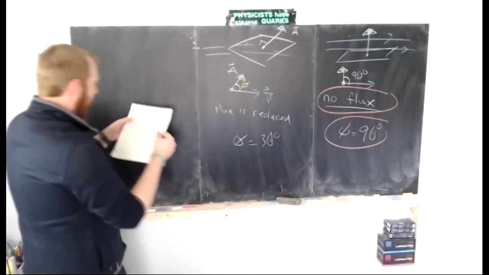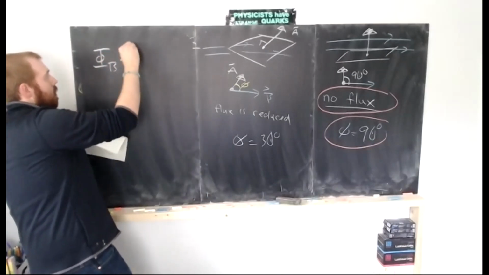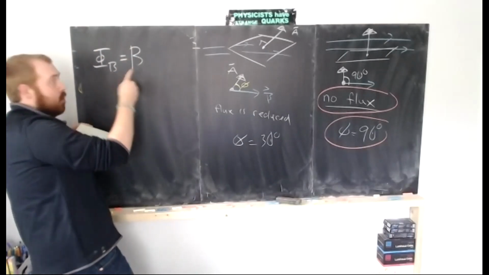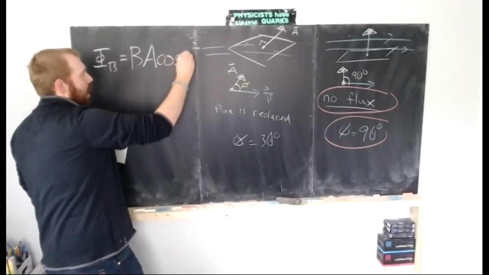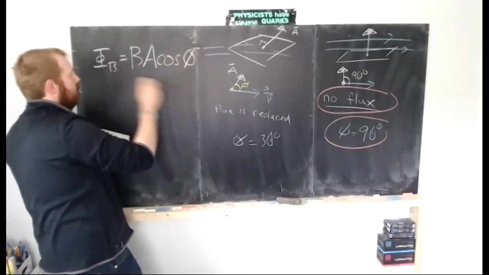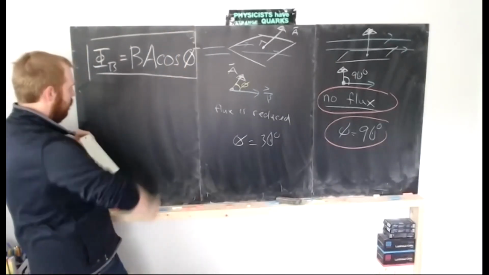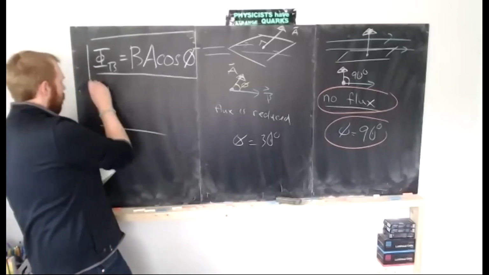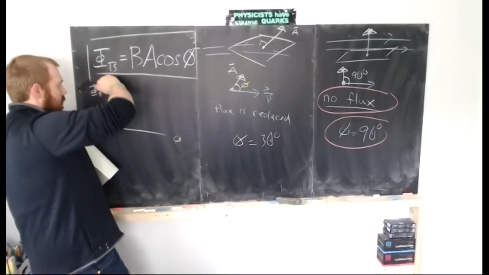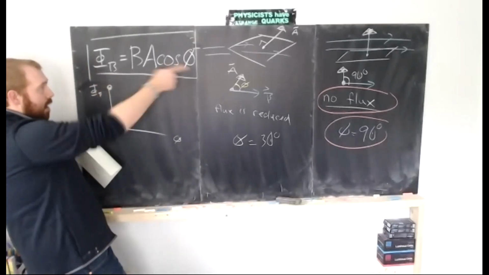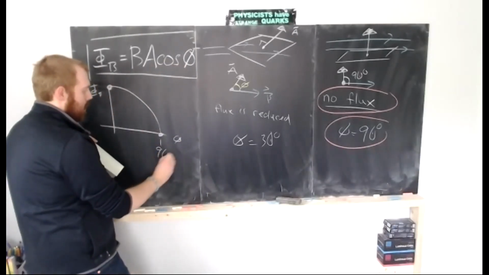So what we'll find out is that the magnetic flux goes as the magnetic field strength, times the area that's being passed through, times the cosine of the angle between them. Phi B, little phi. The flux goes from a maximum when the angle is 0 to a minimum at 90 degrees.